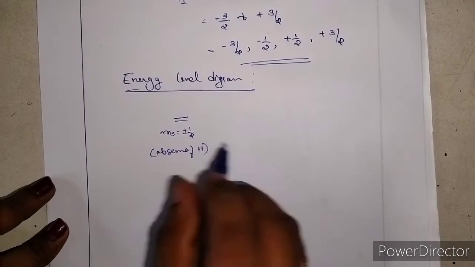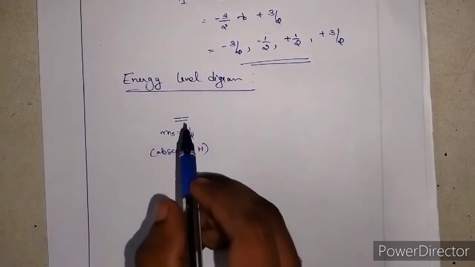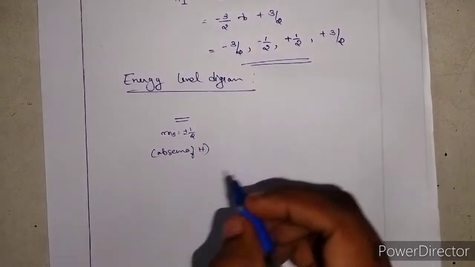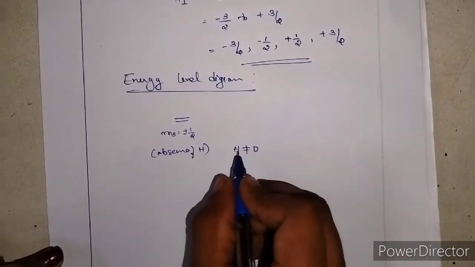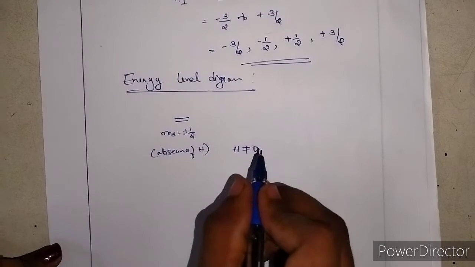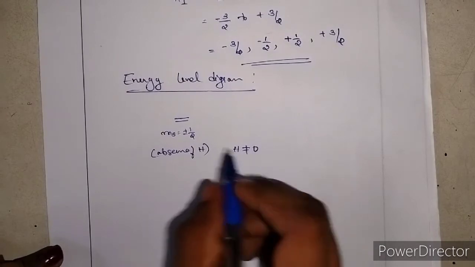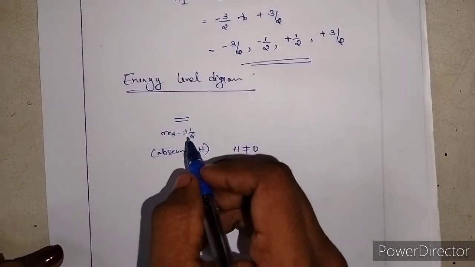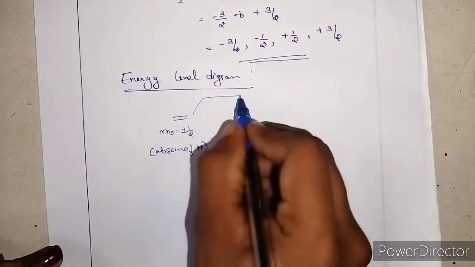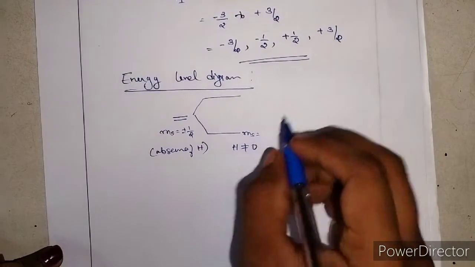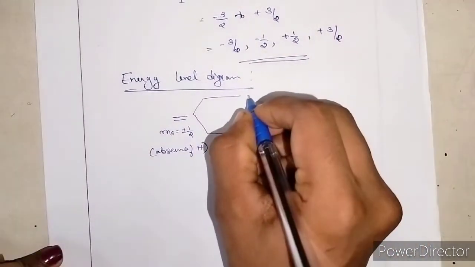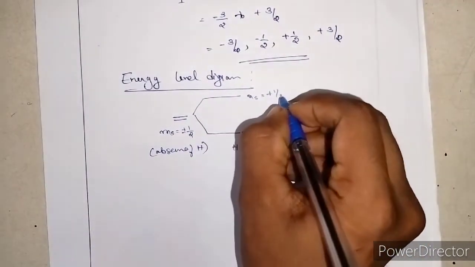H is the magnetic field. In the absence of a magnetic field, both levels are degenerate. But if you apply the magnetic field, H not equal to 0, the degeneracy of the Ms levels will split. They split like this. This is Ms equal to minus 1/2, and this is Ms equal to plus 1/2.